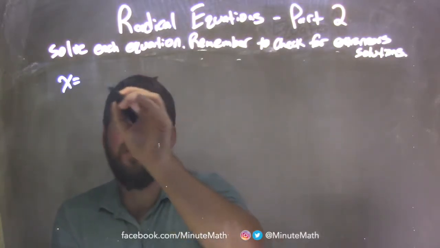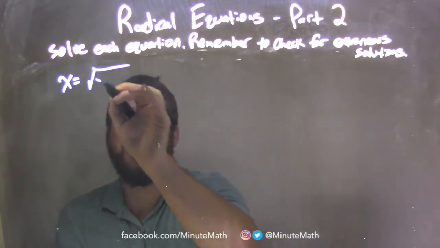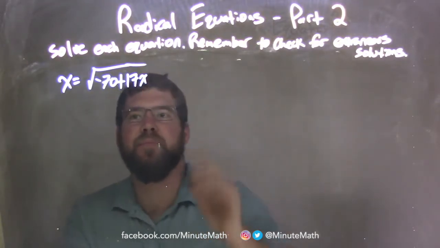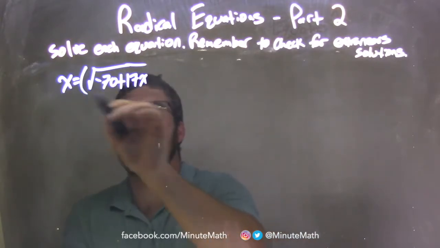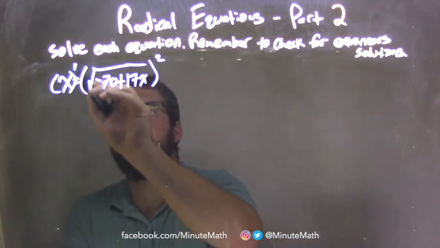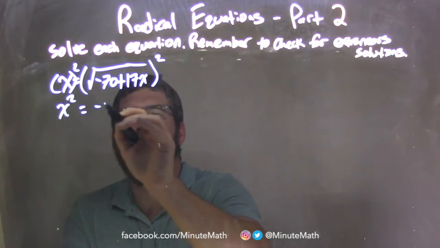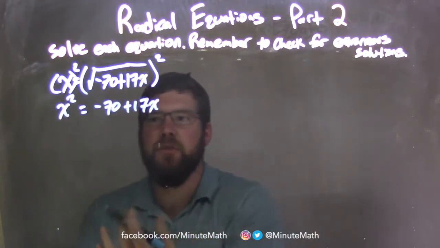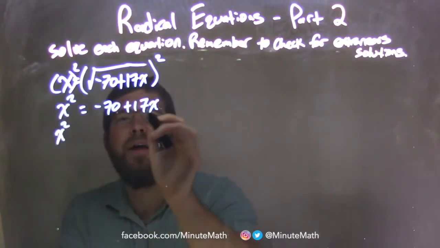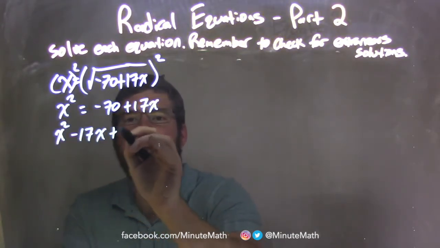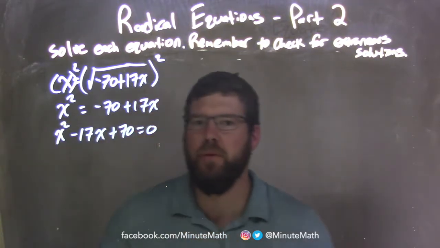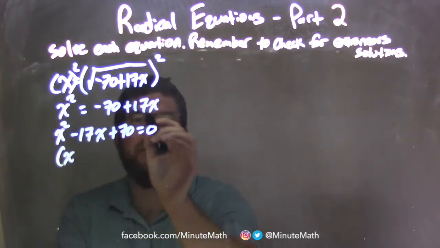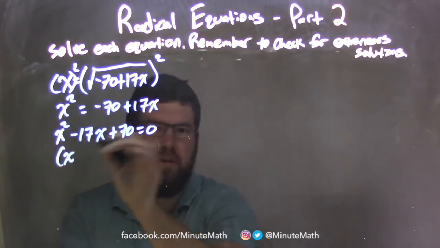x equals the square root of negative 70 plus 17x. Okay? Well, first thing I need to do is square both sides, leaving me with x squared equals negative 70 plus 17x. From there, I brought everything over to the left-hand side: x squared minus 17x plus 70 equals 0. Now from that, we need to factor. I subtracted a 17x and I added a 70, just so you can see that.